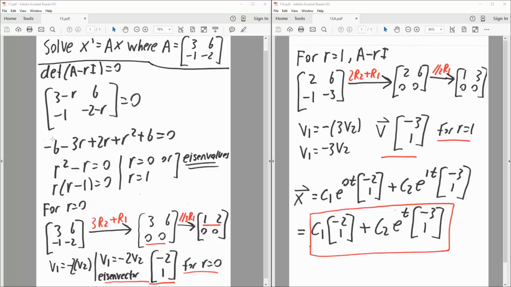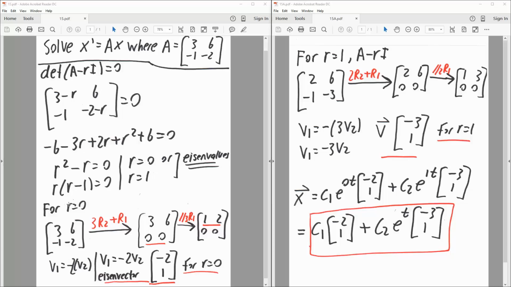And next we will group this, and so we can say r squared, and then we have negative 3r plus 2r, so minus r. Negative 6 plus 6 is 0, so is equal to 0. We can factor out an r, so we can say r times r minus 1 is equal to 0. And so our eigenvalues will be r is equal to 0 or r is equal to 1. And so with these eigenvalues, the next thing that we're going to do is get eigenvectors.